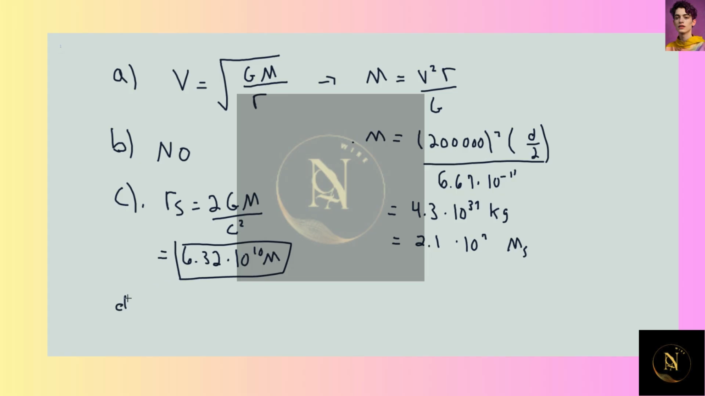And part D then asks us, is it possible for this to fit inside the Earth's orbit? So is it less than the distance between the sun and the Earth? So we look up that value in the appendix, and yes, this value is less. So that means that this supermassive object could fit inside the Earth's orbit.